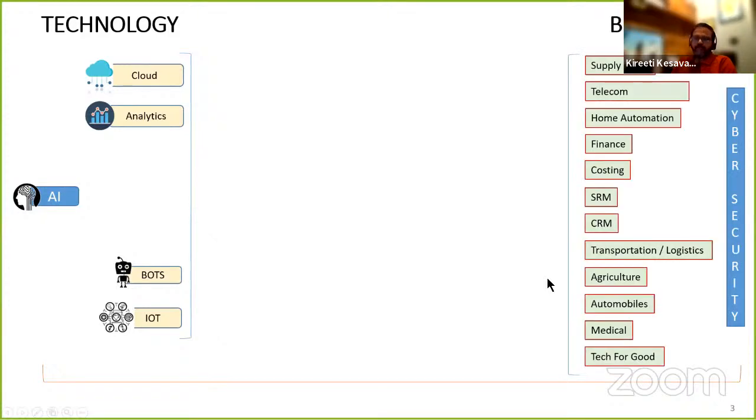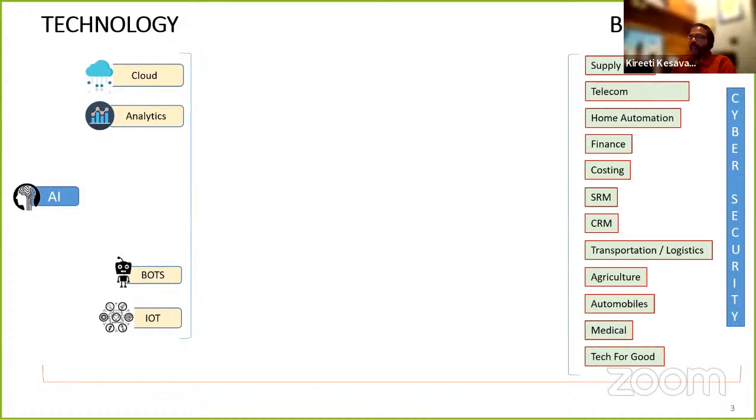And on the other side, we have various businesses that come up in the picture. So we have supply chain, right? We have telecom, we have supplier relationship management, which we call SRM. We have customer relationship management, which we call CRM. You have transportation, logistics, agriculture, fintech, finance, medical, right? All these things are various businesses broadly categorized, and each one of you is getting into one of these industries wherein it's imperative that you understand these businesses, the nitty-gritties of these businesses, right?